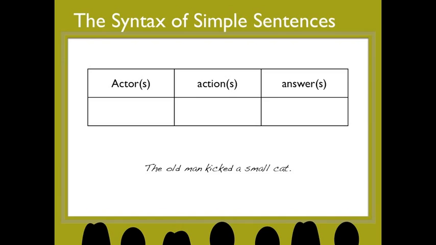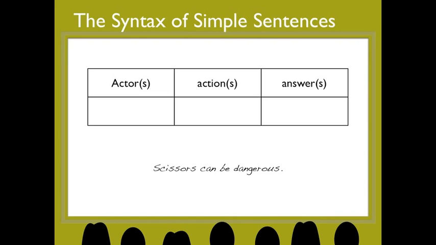In this sentence, the old man kicked a small cat. Once again, the actor is a phrase. The actor is the old man. What did that old man do? He kicked, and then he kicked an answer phrase, and that answer phrase is a small cat. In the sentence, the valley radiated beauty, we have a place actor, and that place actor is the valley. What did it do? It radiated, and what did it radiate? Beauty.